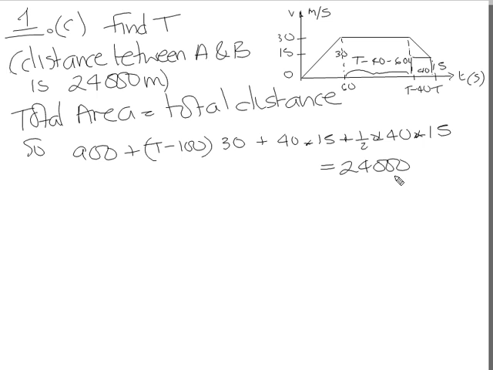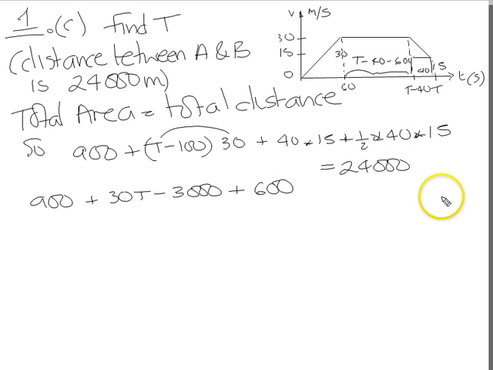So let's just expand it and write down exactly what we've got then. So we've got 900 plus, now you're going to have 30t minus 3,000. Yeah, 40 15s, 40 10s are 400, 40 5s are 200, 200 is 600, isn't it? And then half times 40 is 20, 20 15s is 300. And that will equal 24,000. So I think that's everything there.